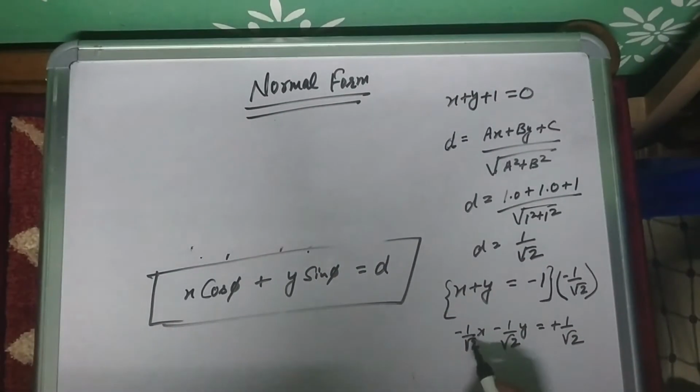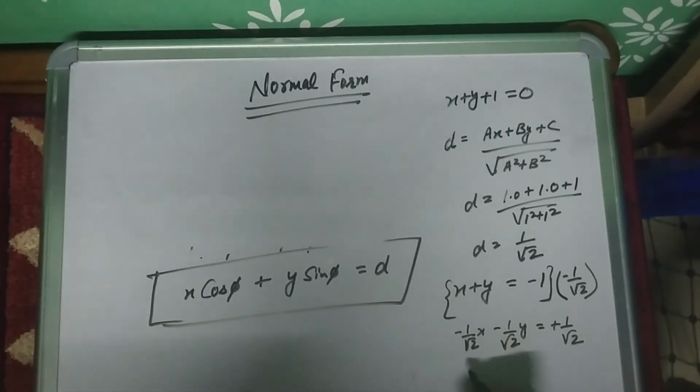So here what is the angle? See, cos phi is minus 1 over root 2 and sin phi is also minus 1 over root 2. Both are negative, so the angle is in the third quadrant. So what is your angle? Basically it's 180 plus 45, so 180 plus 45 is your 225 degrees.